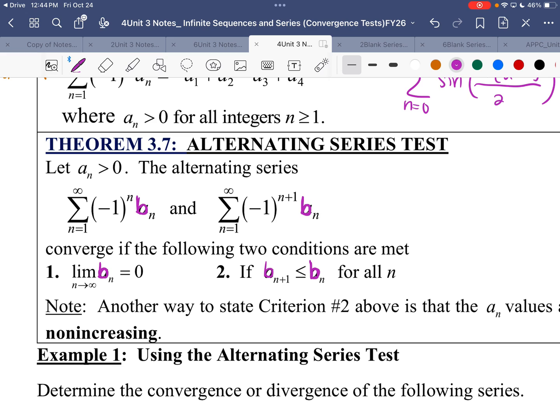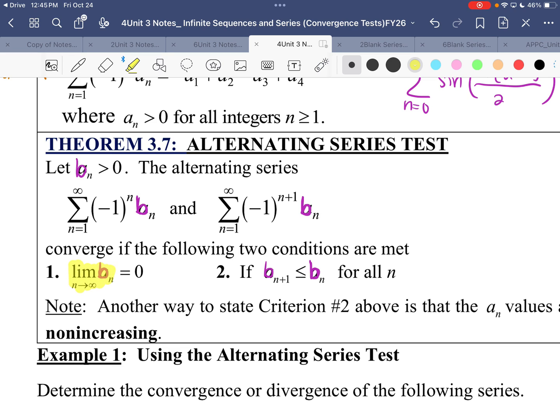So I think of this whole thing as being AN, including the -1 to the n. That's the whole series. But the part that we're testing right now is the part that is not the alternating, the thing that's making it alternating. It's everything but the -1 to the n. So you take the limit.